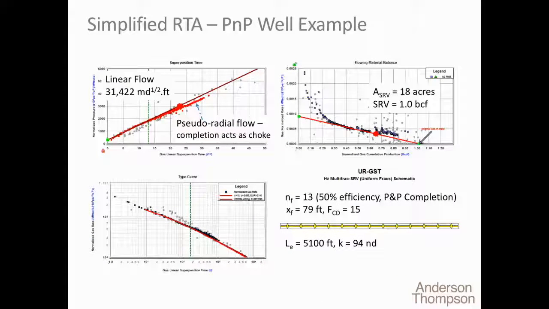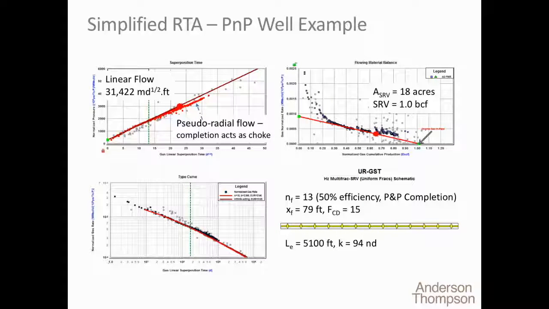Doing simplified rate transient analysis on the plug and perf well example, we can see a couple things diagnostically in the well performance data that give us an indication of an ineffective stimulation design. These are not common signatures, I'm not going to say. This isn't characteristic of plug and perf, but this is a good one that I wanted to show of what looks like a poorly effective, a bad frac, I guess, a short frac.